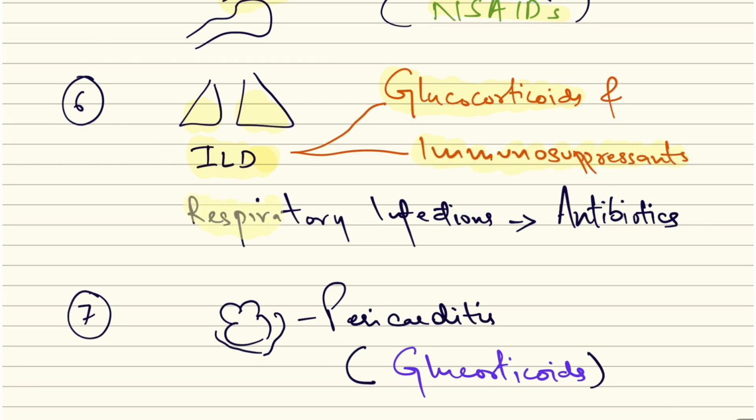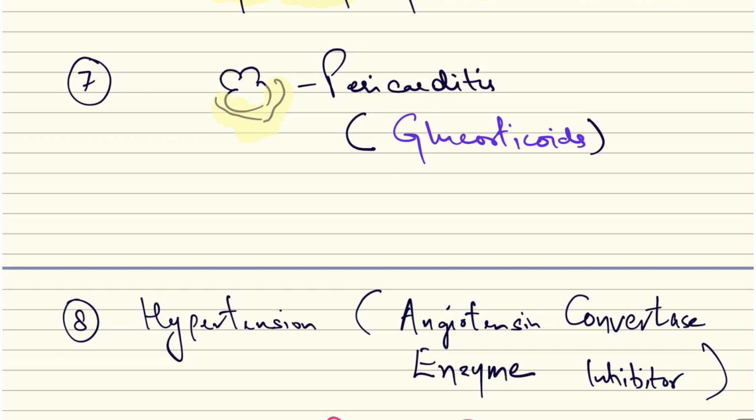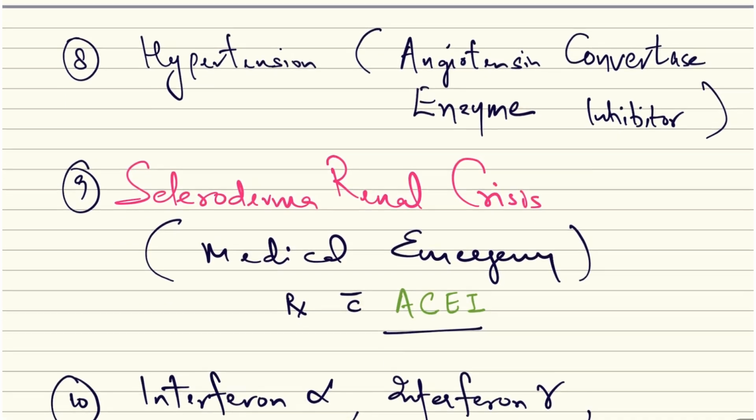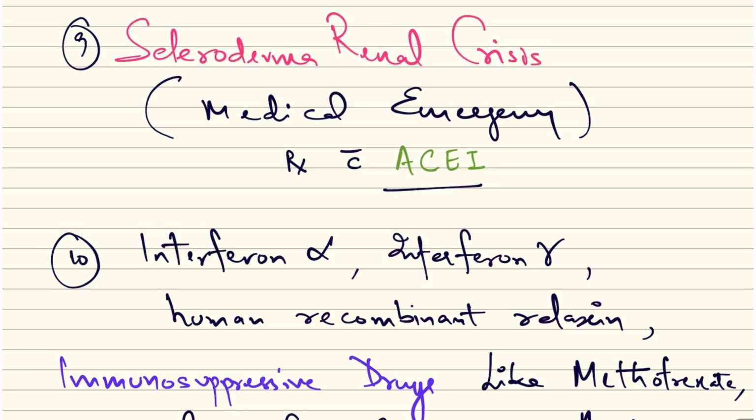Also, since there is risk of respiratory tract infections in patients of systemic sclerosis, we can try antibiotics also. Also, the layer of the heart, the pericardium, undergoes inflammation in systemic sclerosis, and this is called pericarditis, and to treat the pericarditis we give drugs like glucocorticoids. Since they are also hypertensive, to control their blood pressure we give drugs like angiotensin converting enzyme inhibitors. Since they also have risk of scleroderma renal crisis, and we know that scleroderma renal crisis is a medical emergency, for treating this medical emergency we give drugs like angiotensin converting enzyme inhibitors. These drugs are helpful in scleroderma renal crisis.